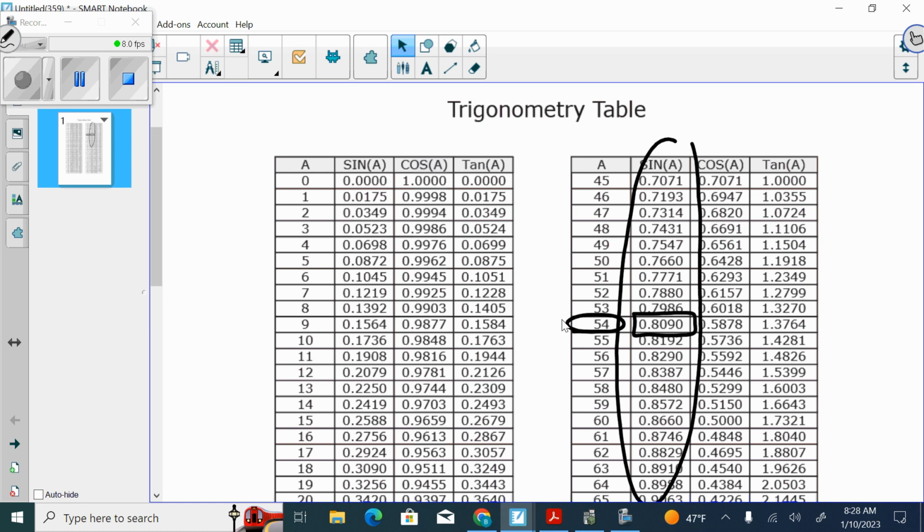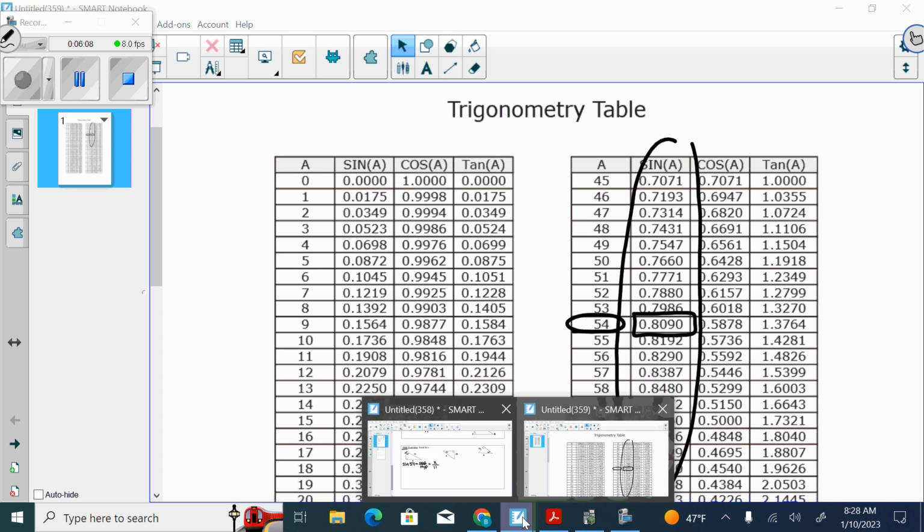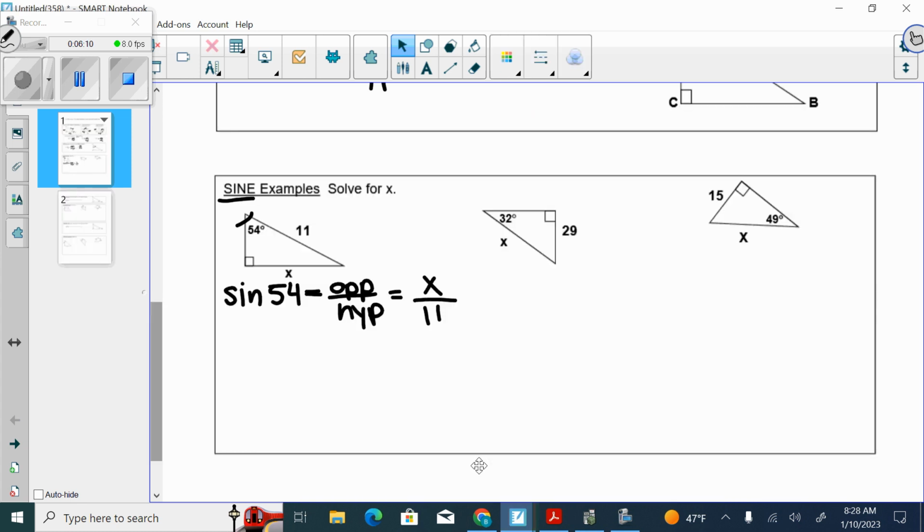All right, so either way, we know that in place of sine of 54, we can write it as 0.8090. So, in place of sine of 54, I have 0.8090 is equal to this ratio, x over 11.